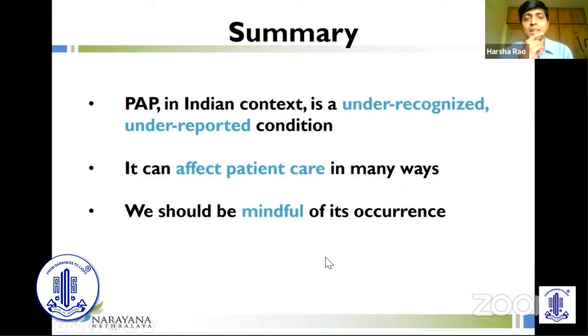So in summary, PAP in Indian context definitely is an under-recognized and under-reported condition. We need to understand that it can affect the patient care in many ways. It's important to be mindful of its occurrence and probably carefully look for it in all our patients.